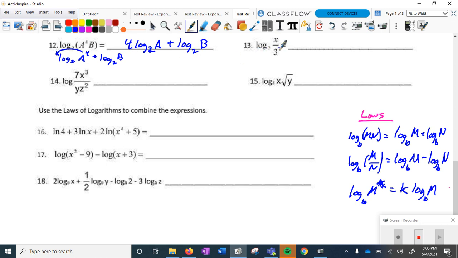Again, here's a division. Division is going to expand to subtraction. Everything gets its own log, log base 7 of x, and then log base 7 of 3. But the 3 is in the denominator, so it gets a negative log.